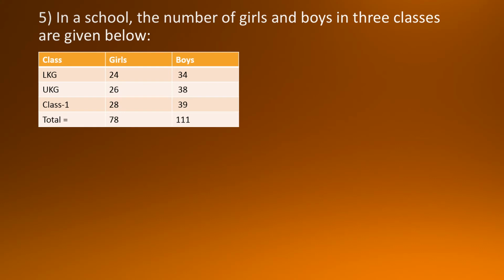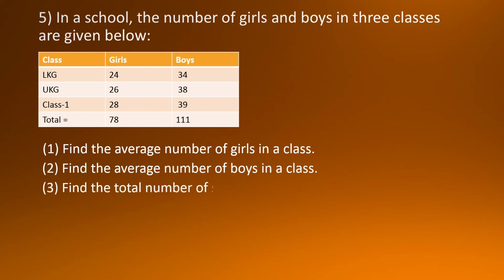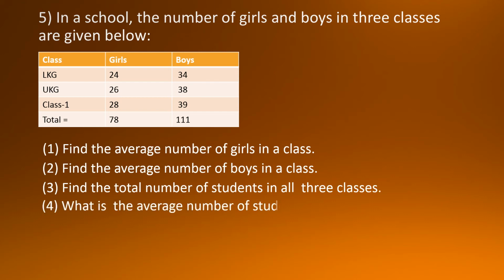Question number 5. In a school, the number of girls and boys in 3 classes are given below. Question number 1. Find the average number of girls in a class. Question number 2. Find the average number of boys in a class. Question number 3. Find the total number of students in all 3 classes. And question number 4. What is the average number of students in a class? Let us solve one by one.